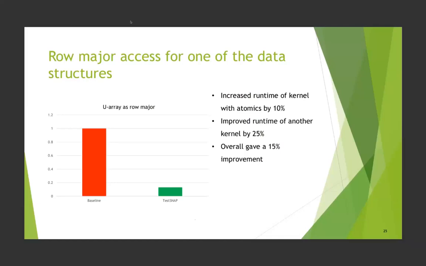So here we had to make a trade-off. If we store the URA in the row major format, we were losing approximately 10% of performance on the kernel that was performing the atomic operation, but we were gaining approximately 25% on the other kernel that I just spoke about. So we had to make a trade-off, and we got another overall 15% improvement in the overall timing. Next slide, please.